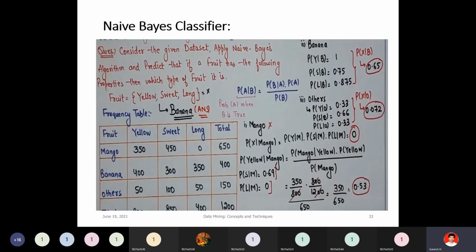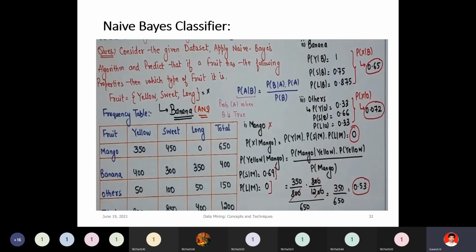So you got this result. You have to apply the same formula for each and everything. P of banana by yellow is P of yellow by banana into P of banana, divided by P of yellow. Next, P of banana by sweet into P of sweet by P of banana, and P of banana by long into P of long by P of banana. So that is the formula. For every probability you have to apply the same formula and you can get the result like this.